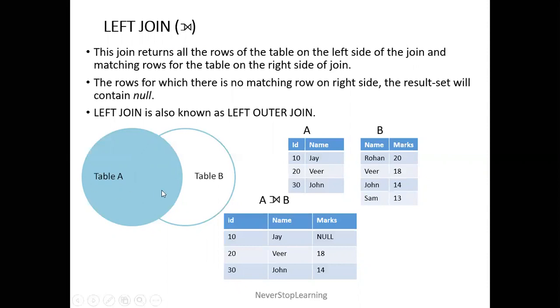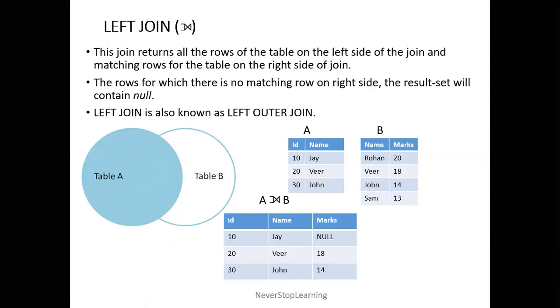So if I have two tables, A and B, table A is on the left side, so all the tuples from the left side are coming. From the right side, in the common area, only those tuples which match A are coming. For the rows for which there is no matching row on the right side, the result set will contain null. So if there are any tuples in table A whose match is not there in table B, then we have to write null for those values. Left join is also known as left outer join.